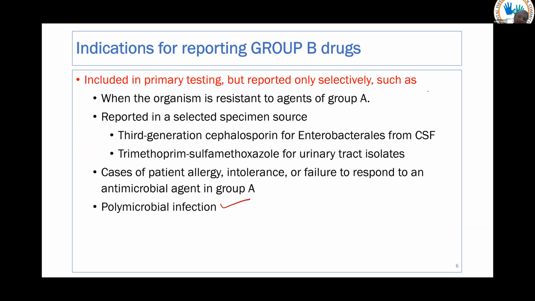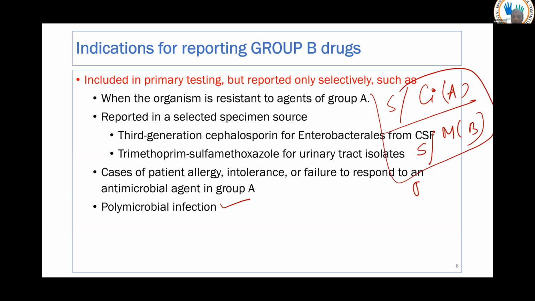Suppose I give you an example. Ceftriaxone is your group A, meropenem is your group B agent, and the organism is susceptible to both. You have found one E. coli from urine which is susceptible to both ceftriaxone and meropenem. So what you are supposed to do is release only the group A agent, that is the ceftriaxone result. You will not release the meropenem result.